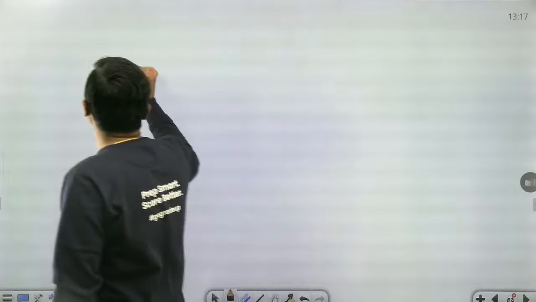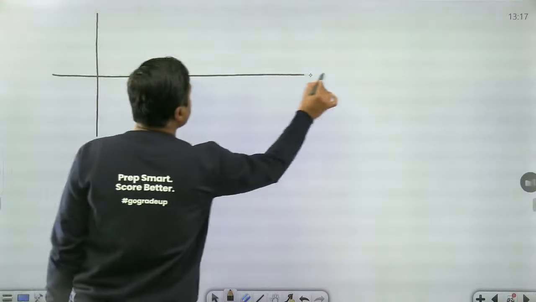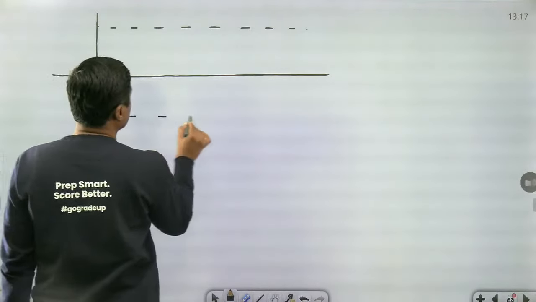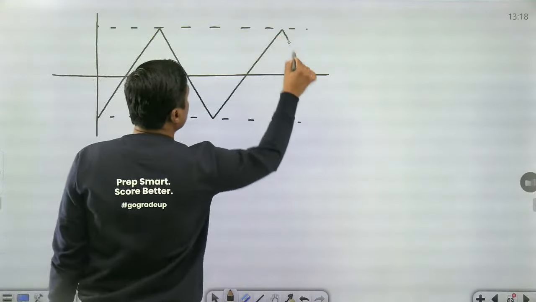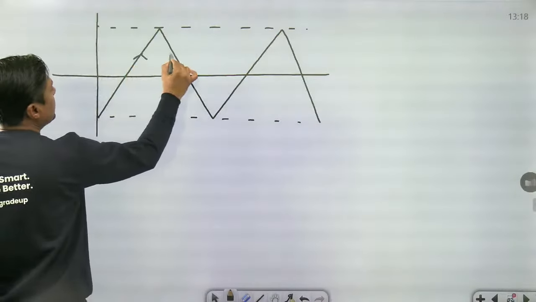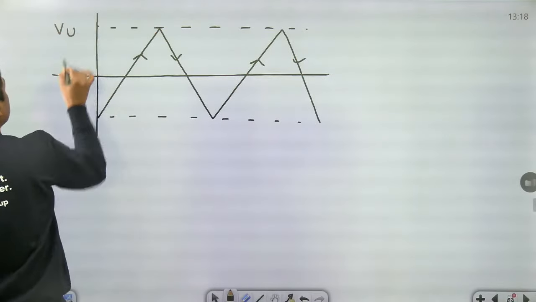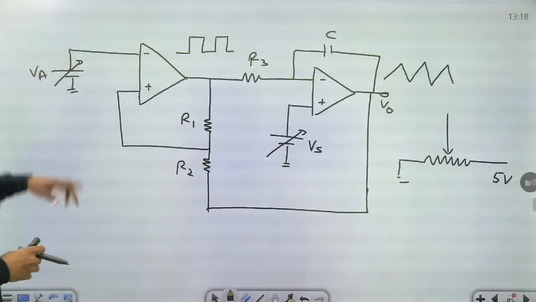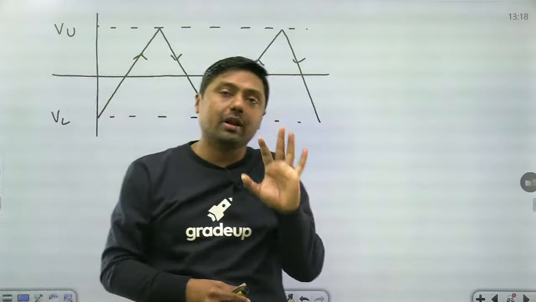Slope means what? If we are drawing the triangular wave, this type of triangular wave, this is called triangular wave. Increasing slope, decreasing slope, increasing slope, decreasing slope. This is called upper amplitude and this is called lower amplitude. By varying the value of Va, we can change the value of what? Upper amplitude and lower amplitude.